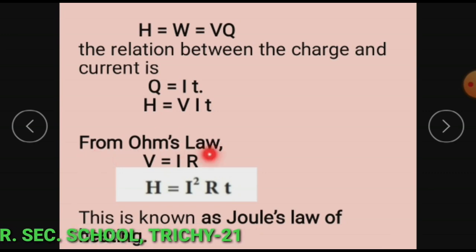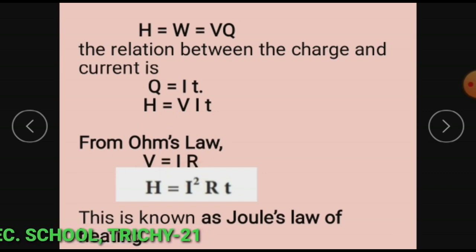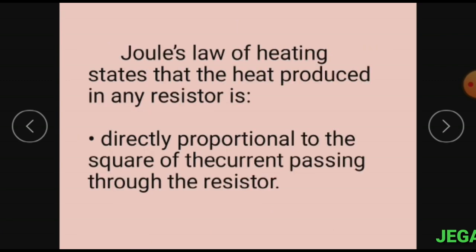From Ohm's law, V equal to IR. Substituting the value V equal to IR in the formula H equal to VIt, we get H equal to I squared R t. This equation is known as Joule's law of heating, H equal to I squared R t.